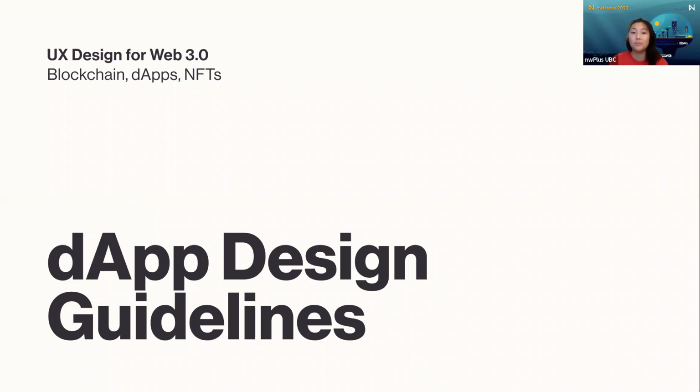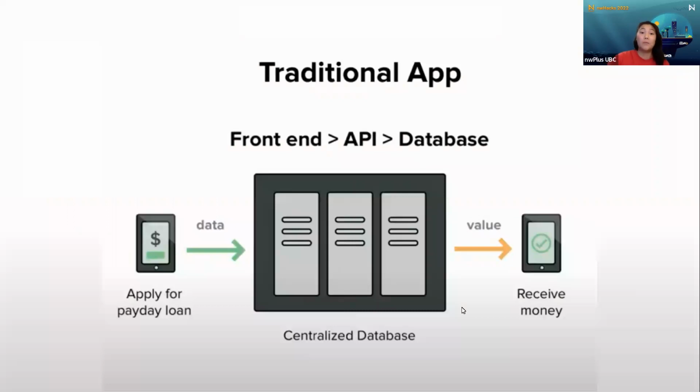The interfaces should be quite familiar to the products that we are used to every day. And here we'll be talking about the traditional app. So the traditional app, you can see that there's a front end, there's an API and a database. So if we were to talk about the payday example again, it would be like your information, your data goes to a centralized database like a bank, and then the value comes out and then you get the money.